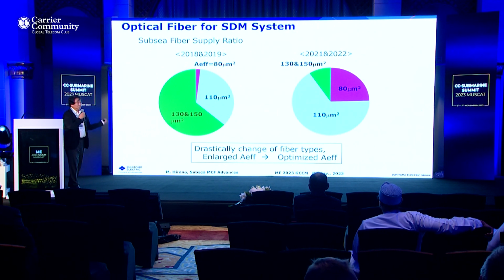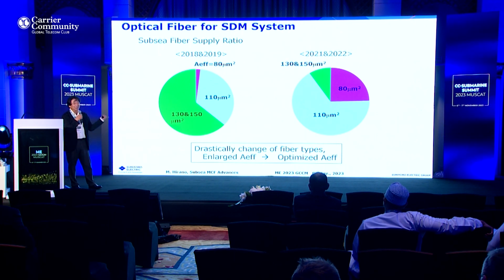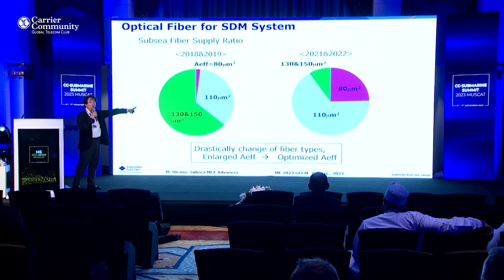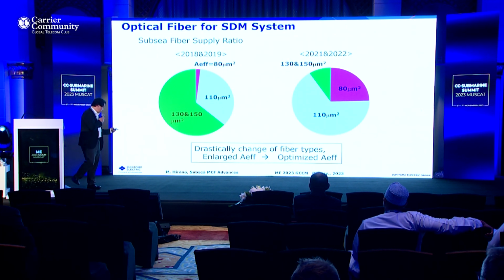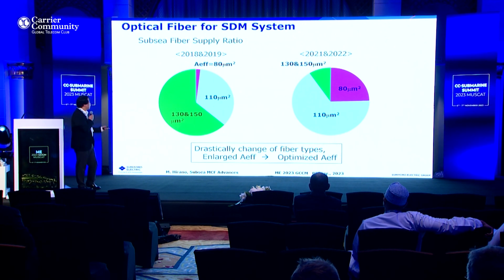we have to contribute to the subsea transmission industry capacity increase. So we decided to move to 110 square micron as the majority fiber. This we call the optimized effective area fiber. Okay.